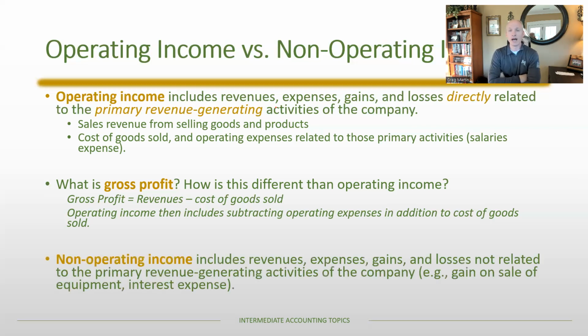So then you do have your non-operating items or your non-operating income. So these are, again, revenues, expenses, gains and losses, but it's not those primary revenue generating activities. It's rather those indirect activities like gains on sale, interest expense, those kinds of things.